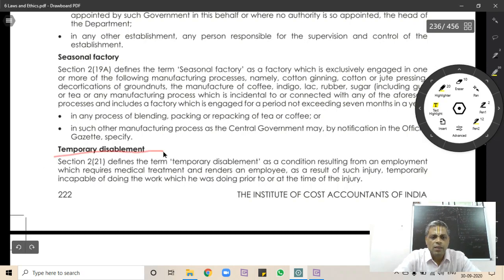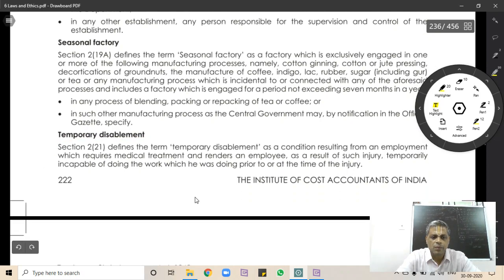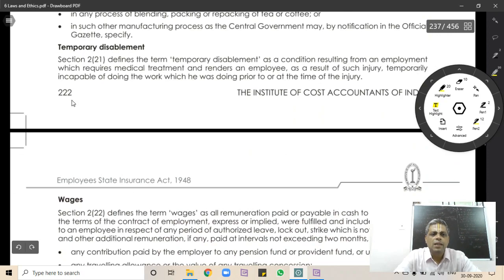Now, the last one in this employer-employee relationship is the temporary disablement. What is a temporary disablement? Section 2 subsection 21 defines the term temporary disablement. It means any injury that is not enabling an employee to perform the particular activity which the person was capable of doing before the accident, for a short period, including being incapable of doing work which he was doing prior to or at the time of injury. So that's called a temporary disablement.